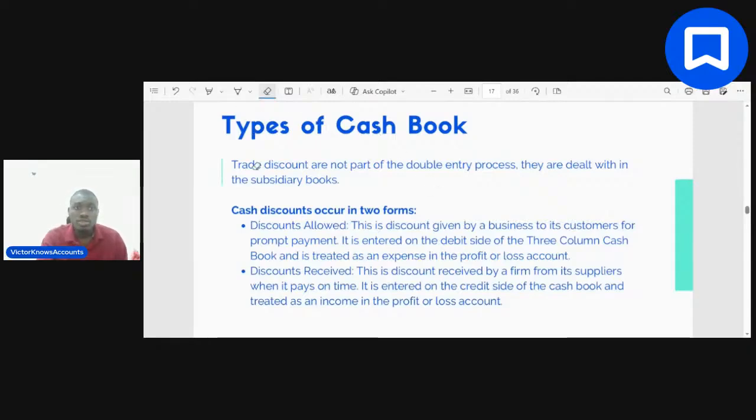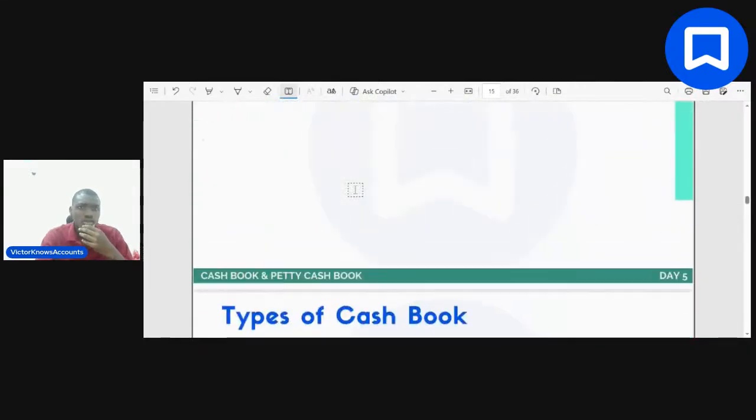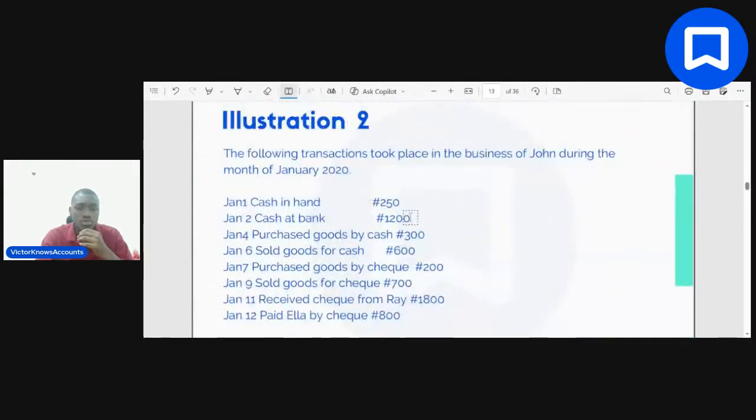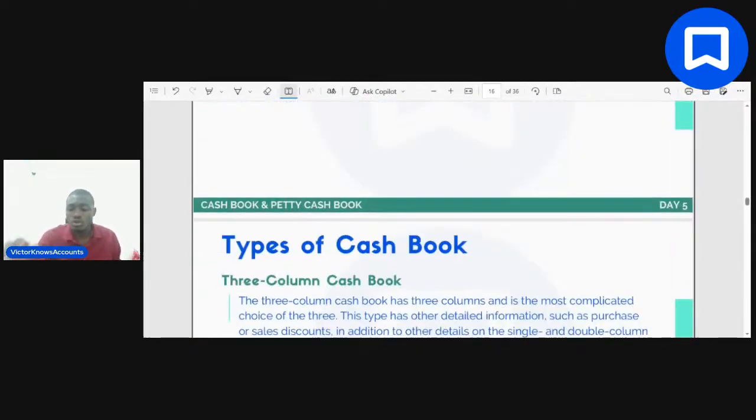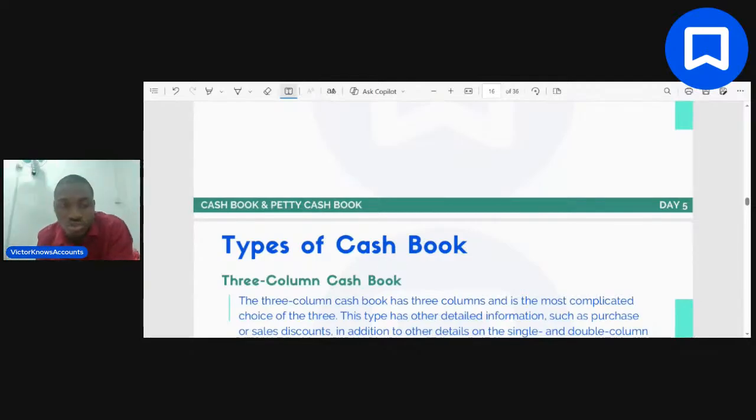We actually have limited time left. So let's leave this question for now. Let's discuss the three column cash book, and then in our next lecture we'll complete the cash book by solving that particular question. But please, I hope you understand every other thing that we talked about. We're just not able to solve that particular question, but I've given other illustrations.